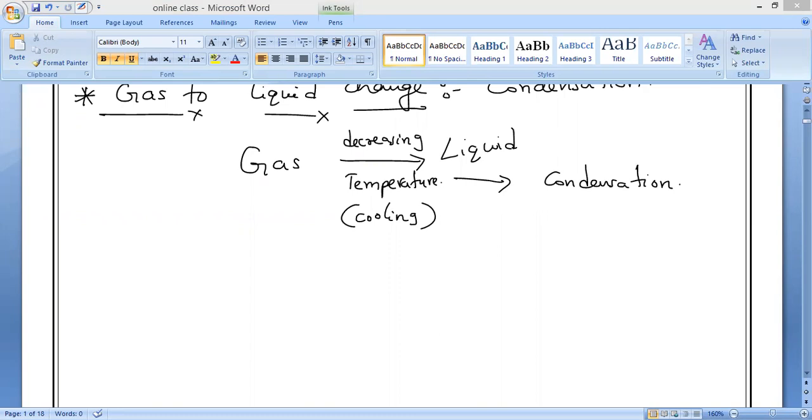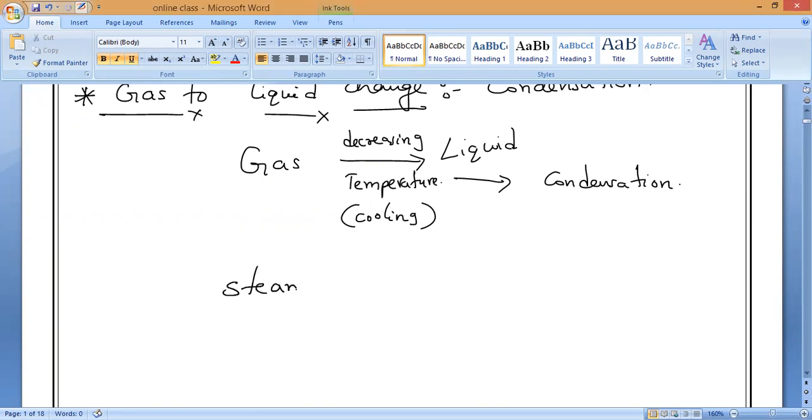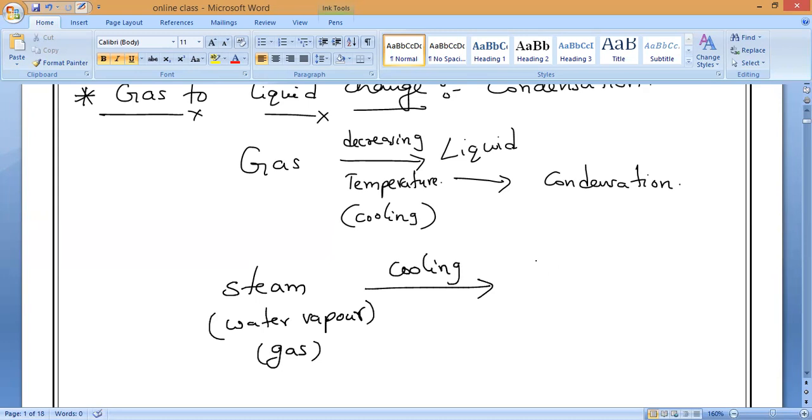Now, for example, if we take water steam. What do you mean by steam? Water vapor. What is the state of water vapor? Gaseous state. It is a gas. Now, by decreasing the temperature, by cooling, we can bring it back into water, that is, it will come to a liquid state. So this is an example of the condensation process.